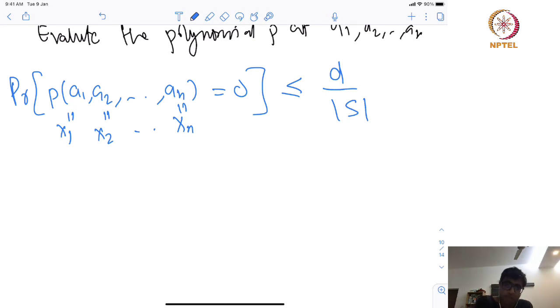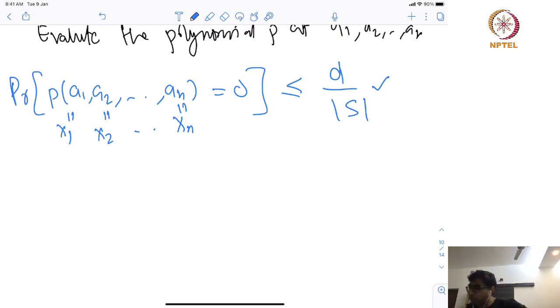But the polynomial may not be identically zero, yet because of our selection of a1 to an, it evaluates to 0. Then the probability that it evaluates to 0 is at most d over s.